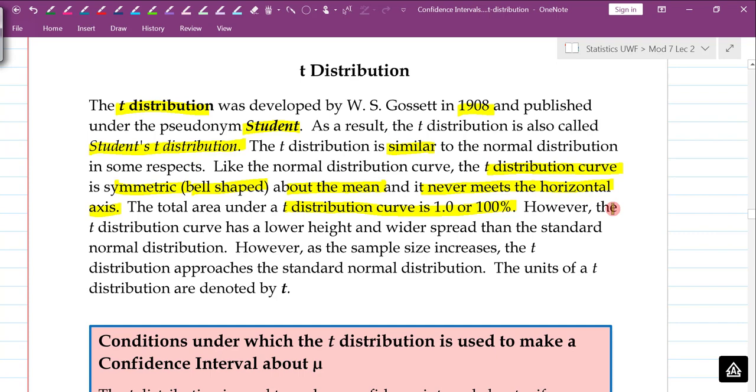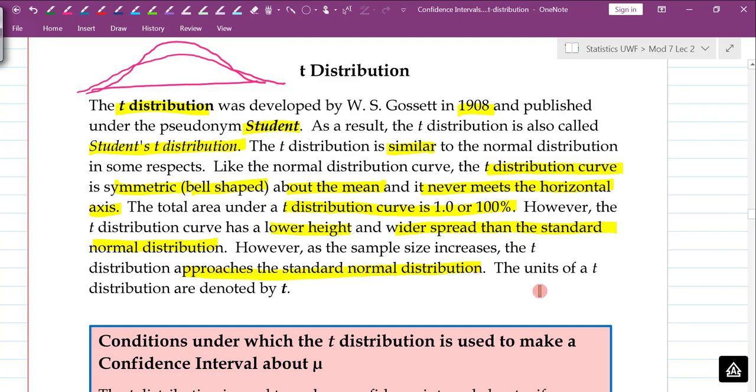However, the t-distribution curve has a lower height and a wider spread than the standard normal distribution. So our standard normal may look something like this, where the t-distribution looks something more like this. It doesn't go as high and it goes out wider on each end. However, as our sample size increases, the t-distribution approaches the standard normal distribution.